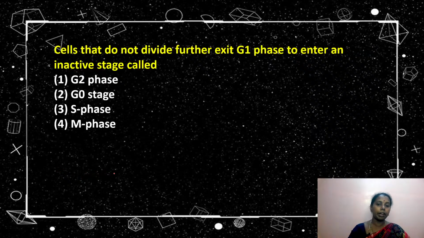The next question. Cells that do not divide further exit G1 phase to enter an inactive stage called dash. Yes, for the previous question, it was 4. Very correct answer. Excellent, Vaishnavi.